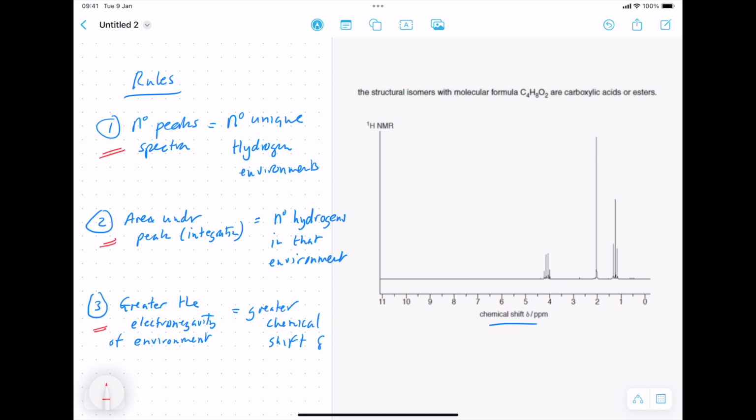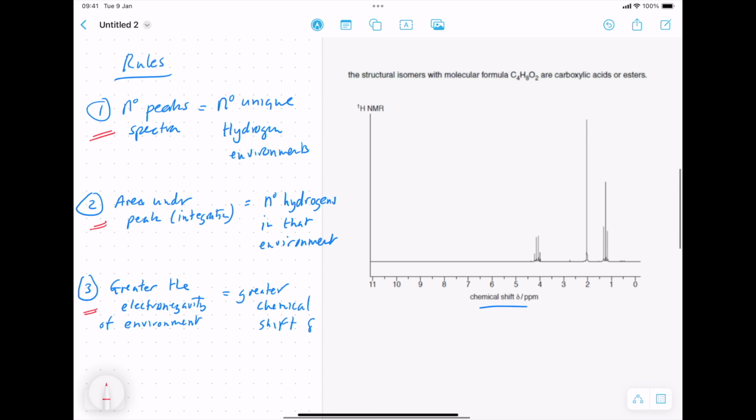I will be using the datasheet I have attached in the description below this video, so please check that out. But if you have your own data table from school or college, please use that. So the structural isomers with molecular formula C4H8O2 are carboxylic acids or esters. So there's a big clue there. So let's go ahead and apply these rules.